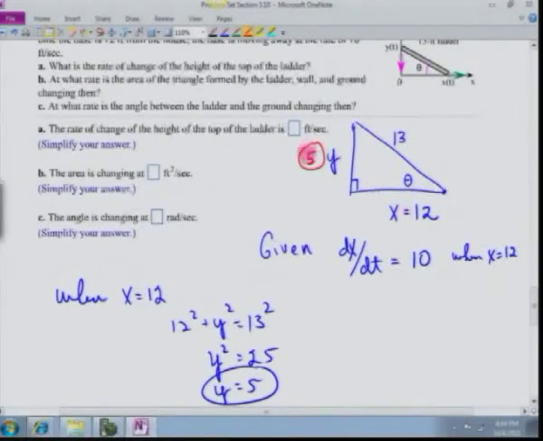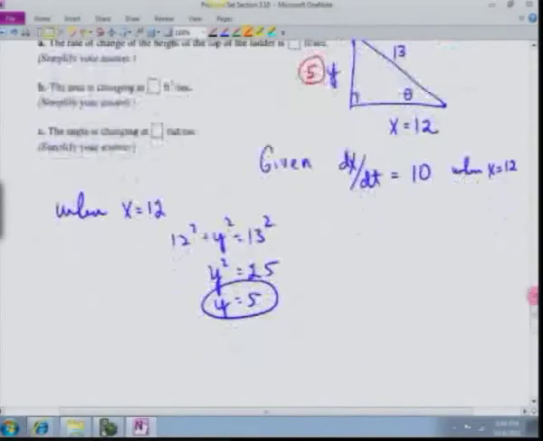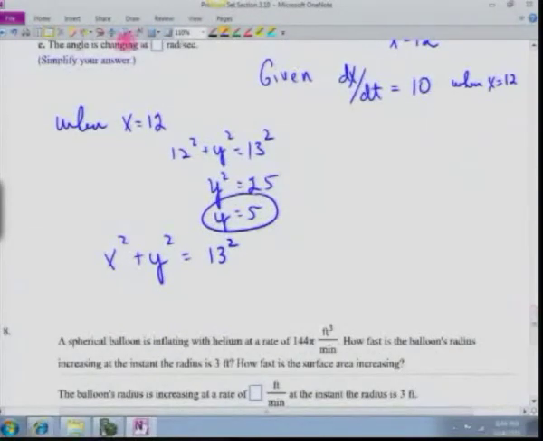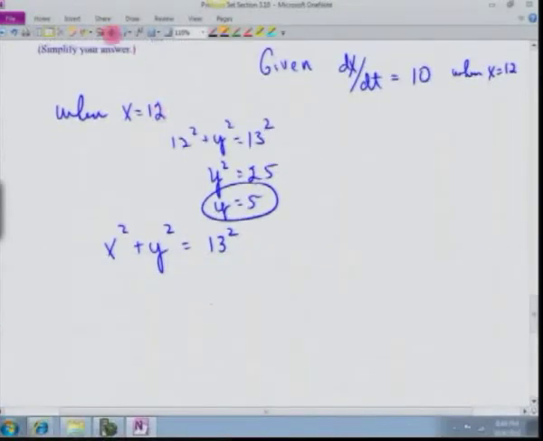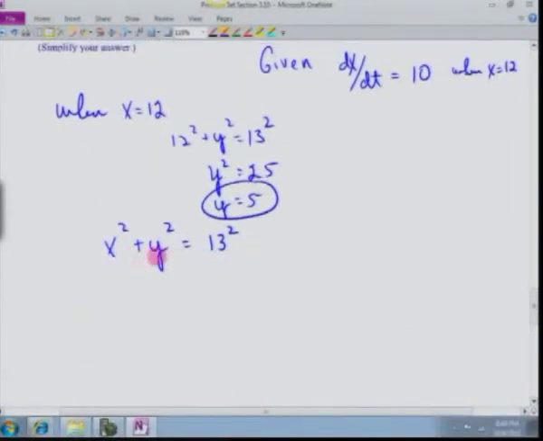Okay. What kind of relationship do we know in a right triangle? We just kind of wrote it there. So let's write that here. x squared plus y squared equals, we'll call it c squared. We can call it whatever we want. Let's put in here 13 squared. Okay? So if I put that in, oh, that's the ladder. The ladder's 13.